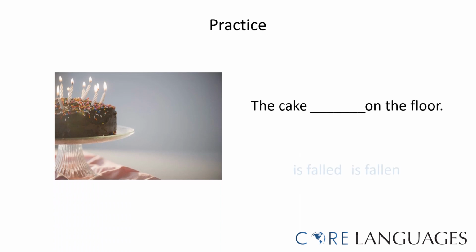And how about this sentence? The cake is falled on the floor, or the cake is fallen on the floor. The past participle of the verb to fall is fallen. So the correct sentence is, the cake is fallen on the floor.